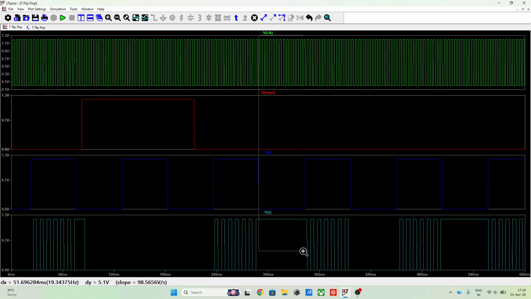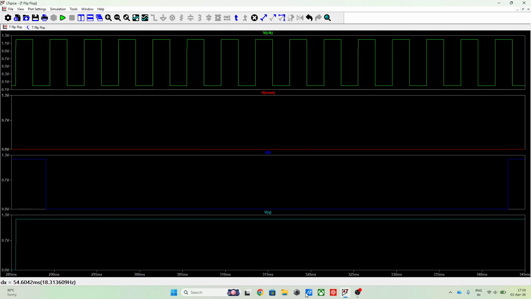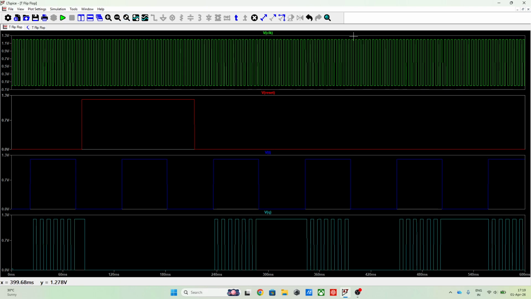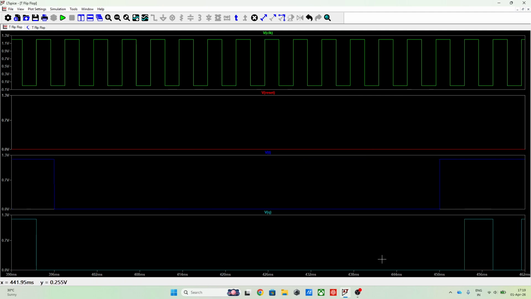Let us zoom this part. And whenever the input T is 0, output remains in the state in which it was. Over here it is logic 1. And over here it is logic 0. Okay, this is all when reset is inactive.